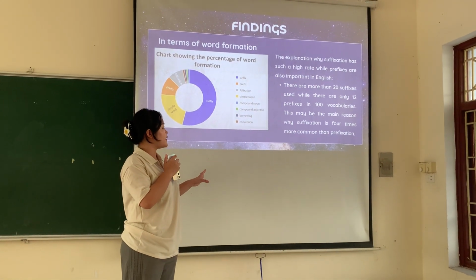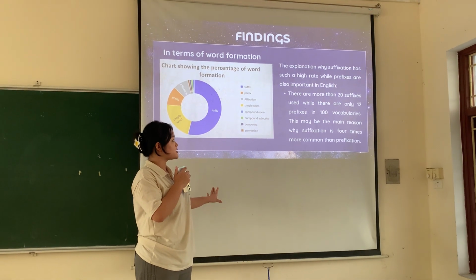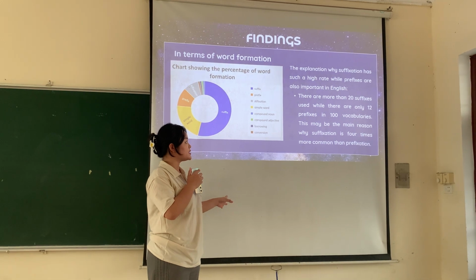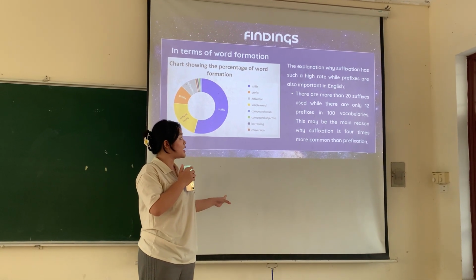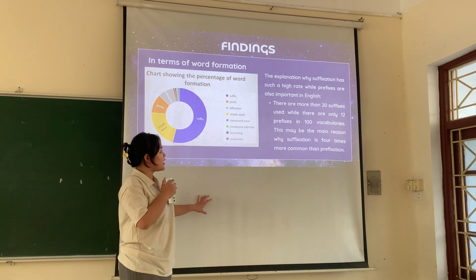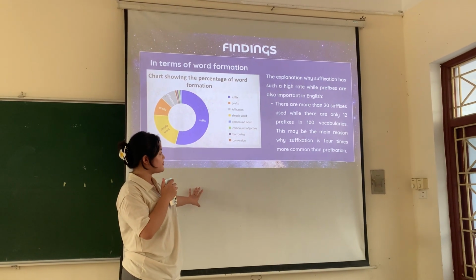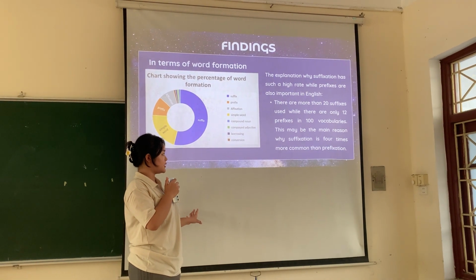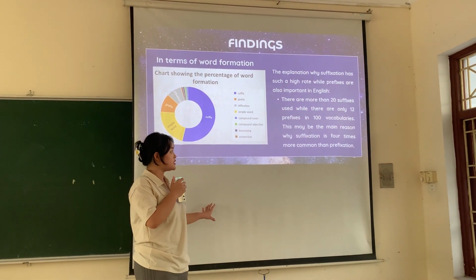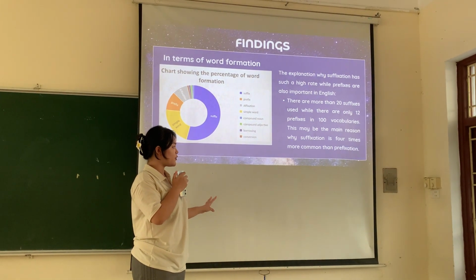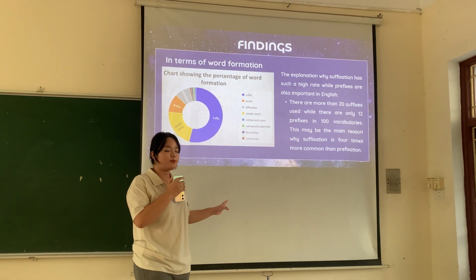We found the explanation for why suffixations have such a high rate, while both prefix and suffix are important in English. There are more than 20 suffixes used, while there are only 12 prefixes in 100 vocabularies. So this may be the main reason why suffixation is 4 times more common than prefixation.